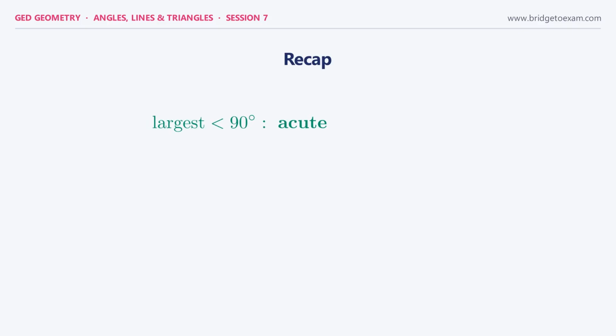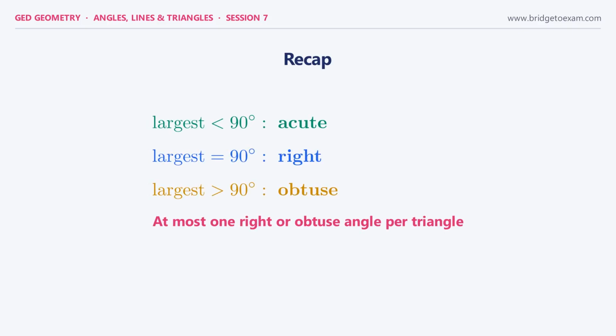Let's recap. Look at the largest angle. All angles under 90 means acute. Exactly 90 means right. Over 90 means obtuse. A triangle can have at most one right or obtuse angle, because the three add to 180. And a triangle can wear two names, one for its sides, one for its angles.